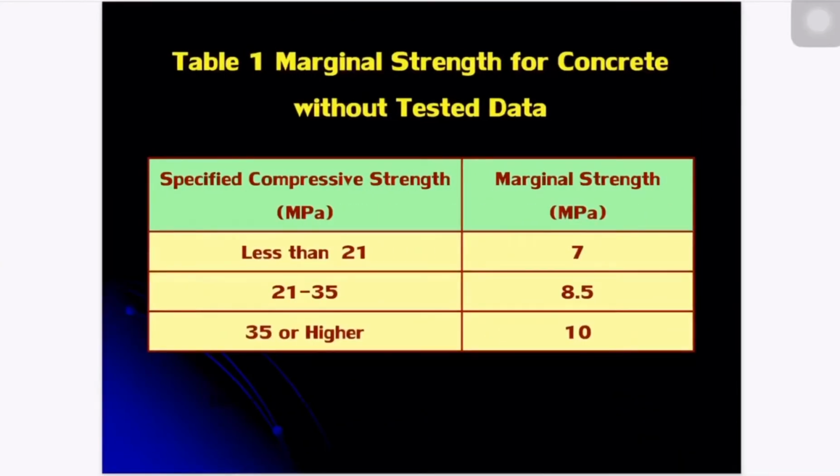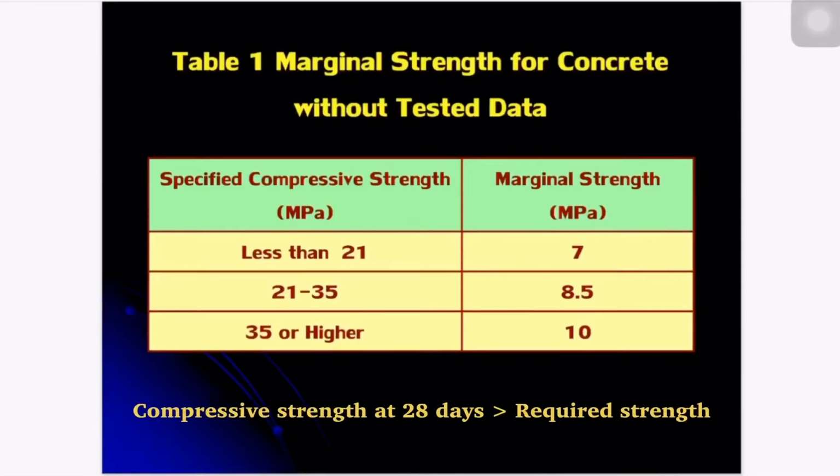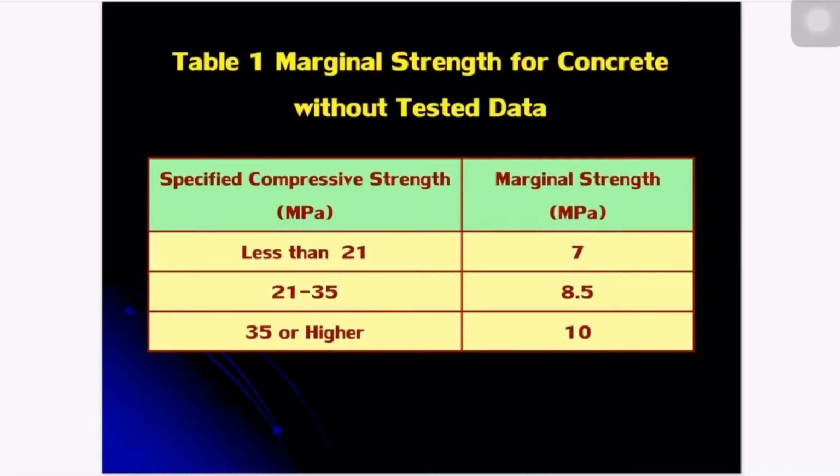Before studying the details to find each material, we have to know the margin strength. The margin strength is the strength that is added to the specified compressive strength or required strength, in order to make sure that the compressive strength of the concrete at 28 days meets the requirements.